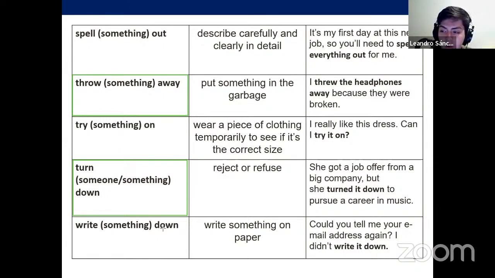Reject or refuse. She got a job offer from a big company, but she turned it down to pursue a career in music. Great, right? So it's to reject something. You can turn down many things, offers, right? Jobs, in general, things that people are telling you to do. So, what example can you give me with this one, Leandro? To turn someone or something down, to reject, to refuse.